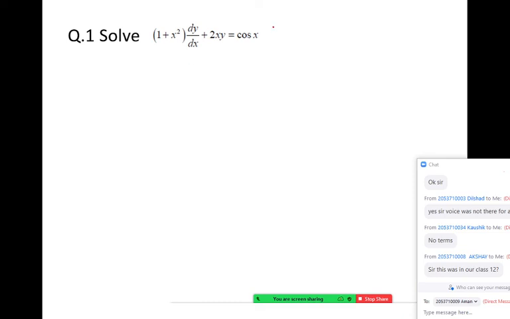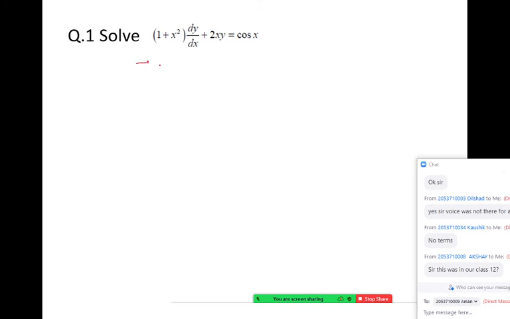So can anyone suggest: is it linear in x, linear in y, or what are you observing? So linear in y. If it is linear in y, it's not in standard form. So to write it in standard form, what should be done? We'll divide by 1 plus x square. Very good, correct.